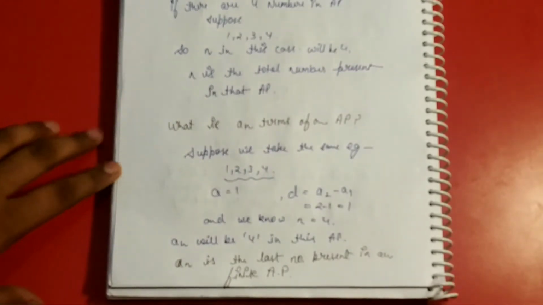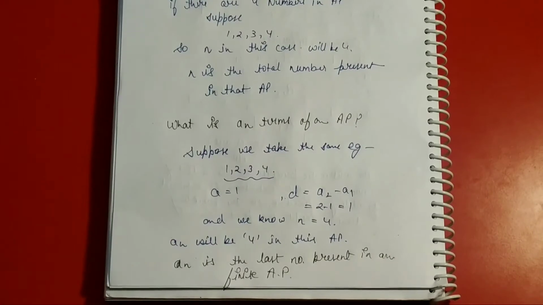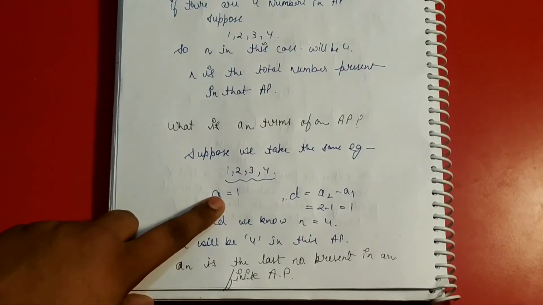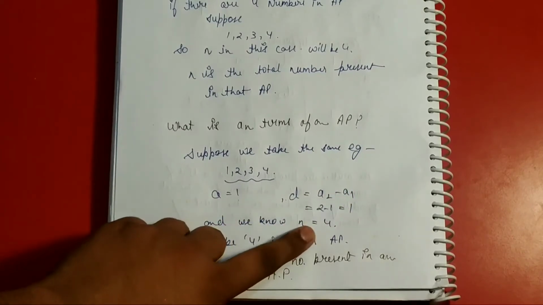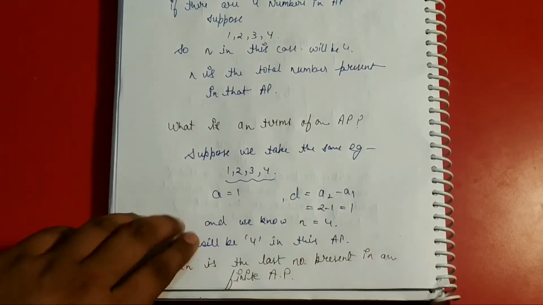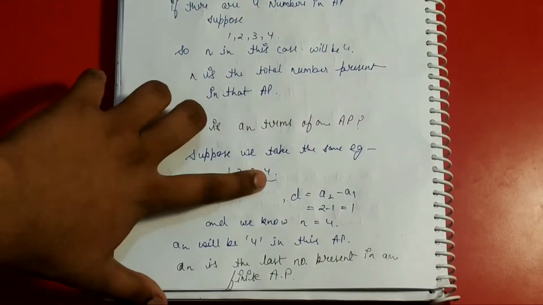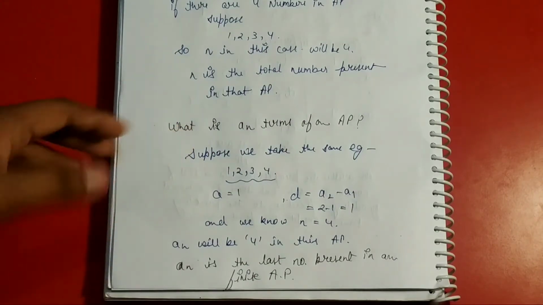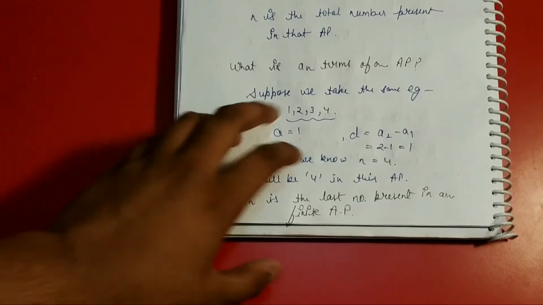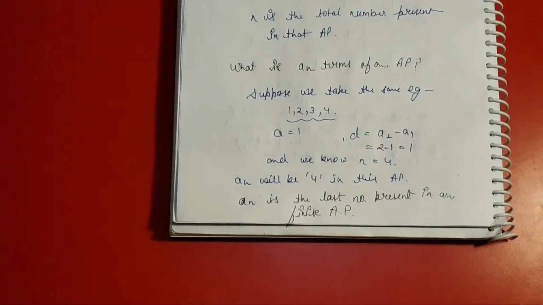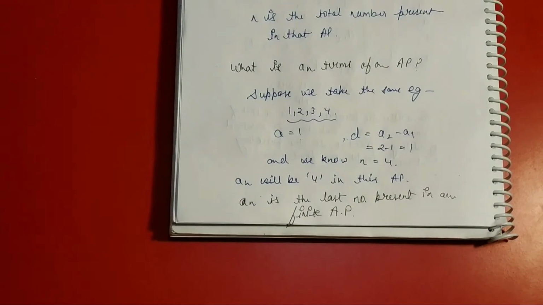Now let's look at a very important topic, which is the an term of an AP. What is the an term of an AP? Suppose we take the same example, 1, 2, 3, 4, and let this be an AP. Then our first term, which is a, will be 1. d will be a2 minus a1 as the common difference, which will also be 1. And we know n equals 4, which is the total number of terms in an AP, meaning 1, 2, 3, 4 terms are there. So n will be 4. Now what is an? an will also be 4 in this AP, because an is the last term present in any finite AP.